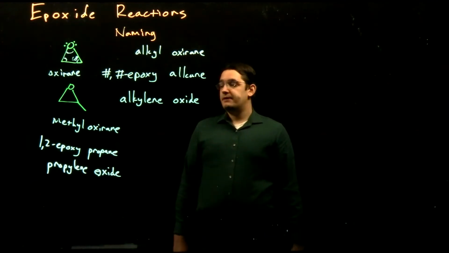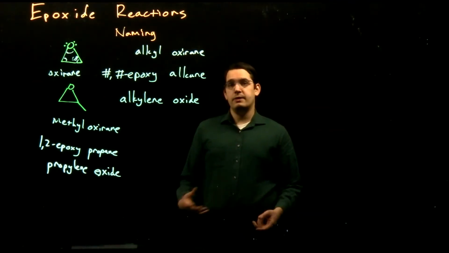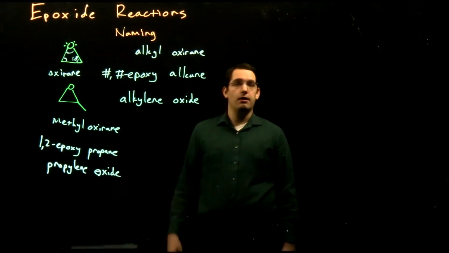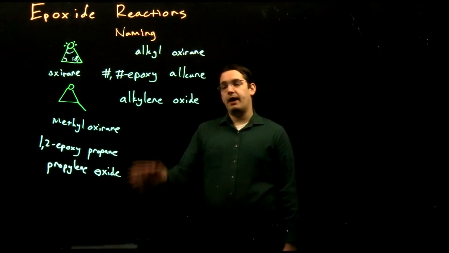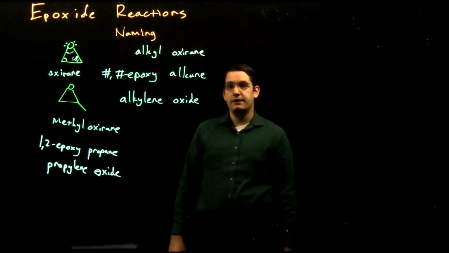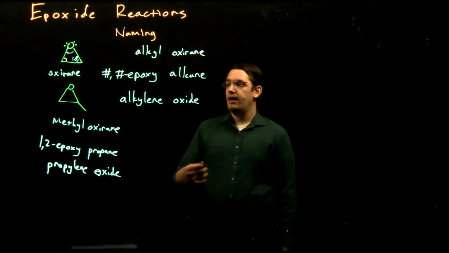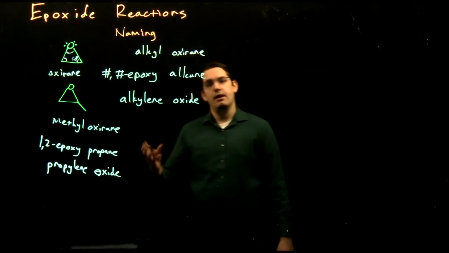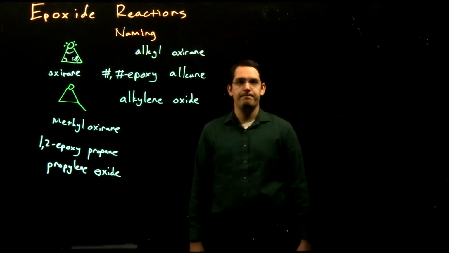Of these three different naming systems, the epoxy alkane system is probably the easiest to use just because it's very similar to our normal substitutive nomenclature naming system. The alkene oxide method, though, is commonly used in industrial applications. So if you look at any epoxy glue that you have, it probably lists the epoxide ingredient as some form of alkene oxide.